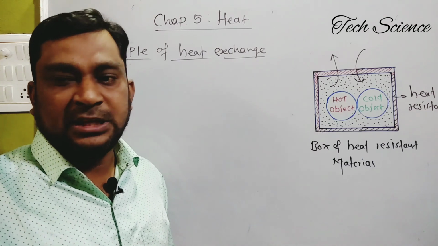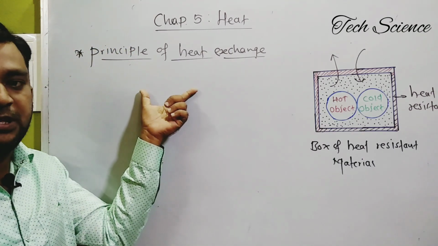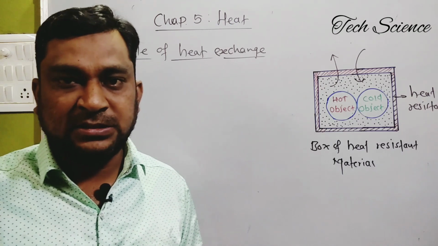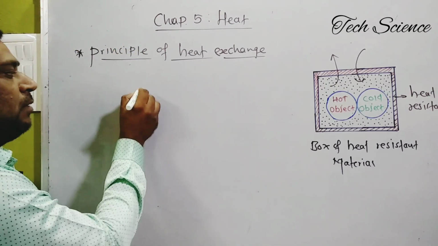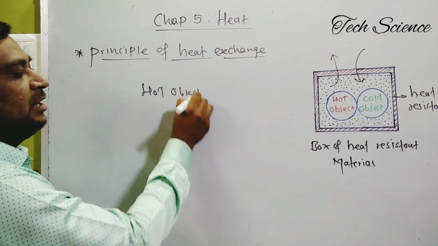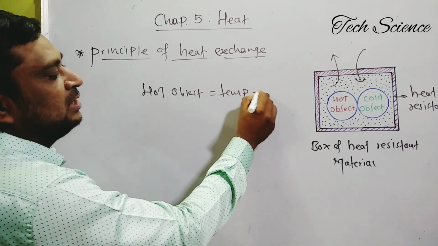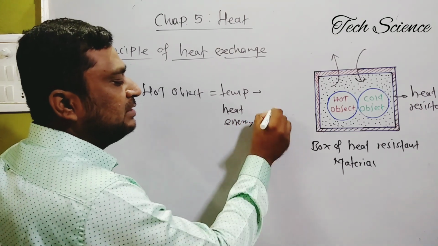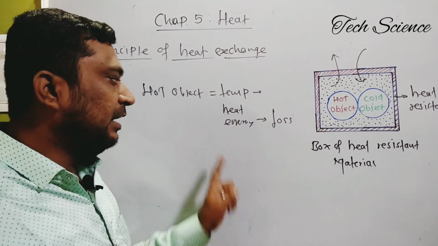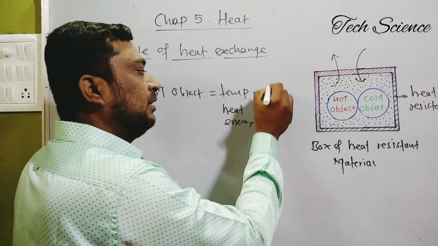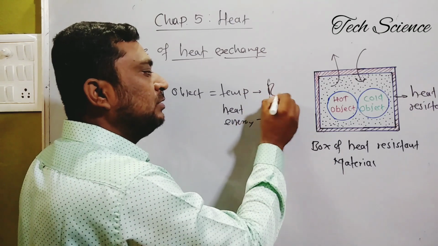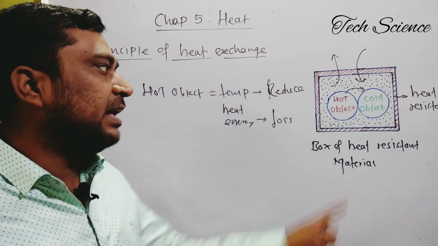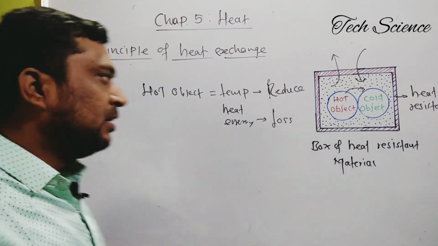This scenario is used to study the principle of heat exchange. Now this is the hot object, this is the cold object, and we have placed them within a heat resistant box. Now what happens here? As we know, if I ask about the concept of temperature and the concept of heat energy, for the hot object there is a loss of heat energy. The heat energy will be lost, and the temperature of the hot object goes on reducing. It means the hot object loses heat energy, and that is absorbed by the cold object.